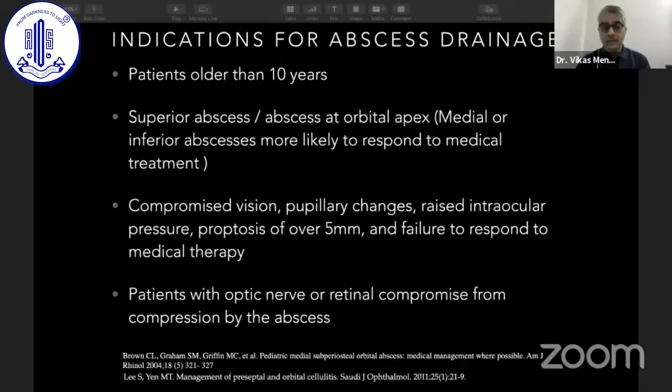Obviously, if there are severe signs present like compromised vision, pupillary changes, raised IOP, proptosis of over 5 millimeter, and patients who have optic nerve compromise from compression by the abscess, then obviously this is an indication for an early drainage of the abscess. So this is in a nutshell about the treatment of bacterial orbital cellulitis.